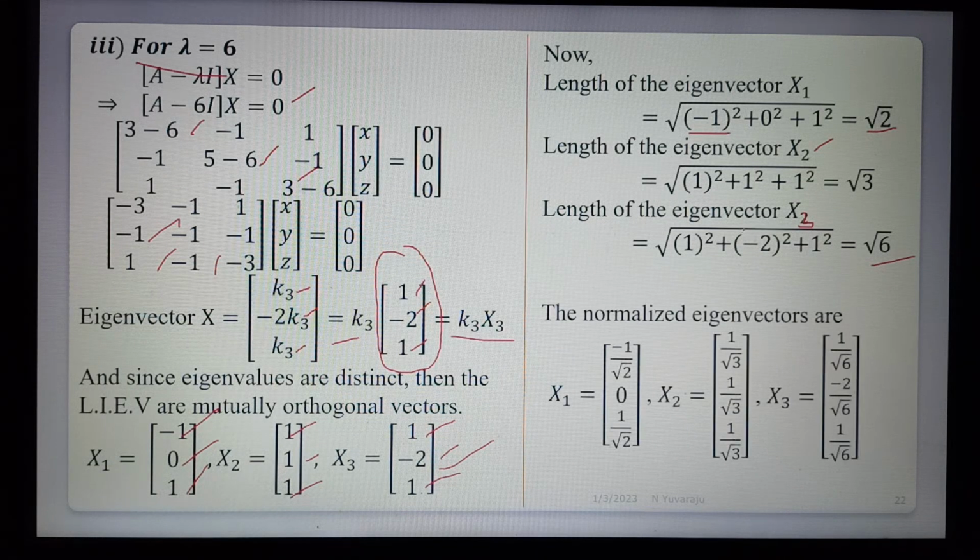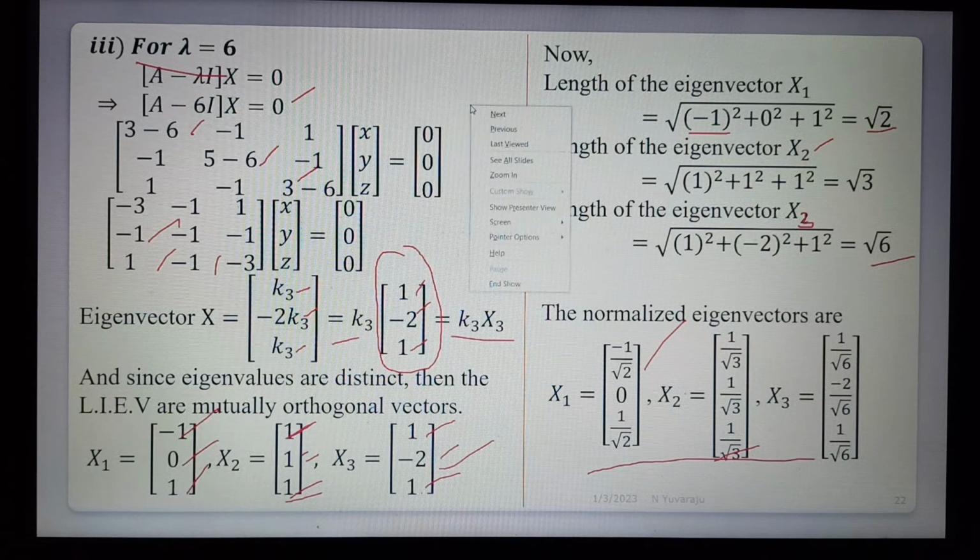That is equal to the normalized vectors. So x1 is equal to minus 1 by root 2, 0, 1 by root 2. Okay? x2 is 1 by root 3, 1 by root 3, 1 by root 3. Next x3: 1 by root 6, minus 2 by root 6, 1 by root 6. So these x1, x2, x3 are normalized eigenvectors. So next, write the modal matrix.